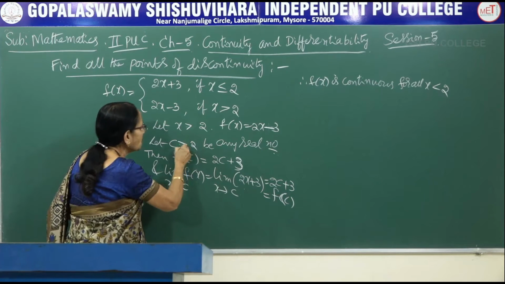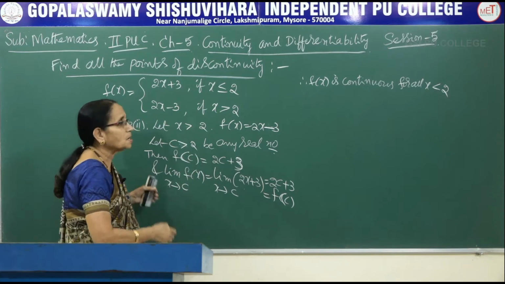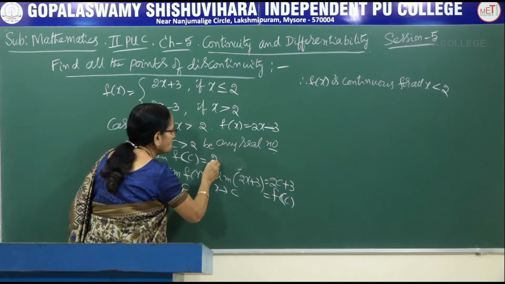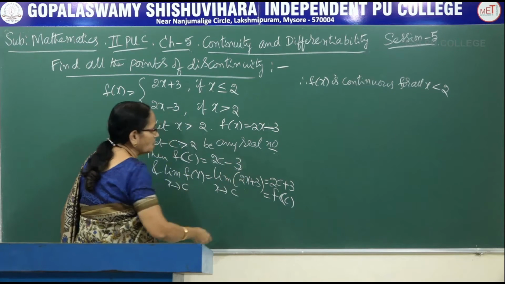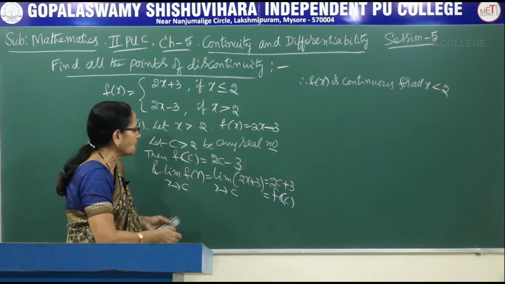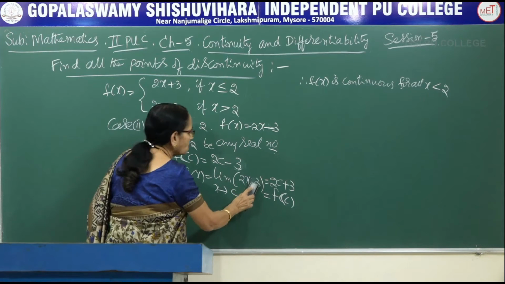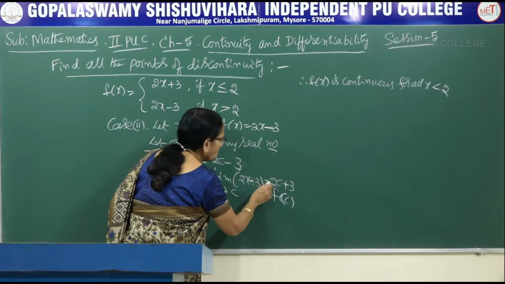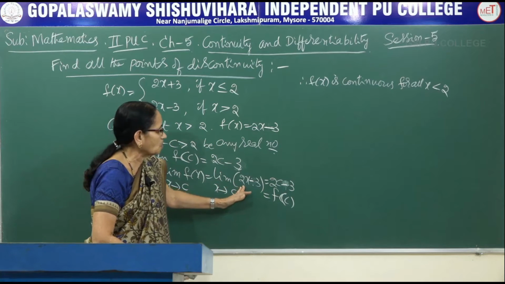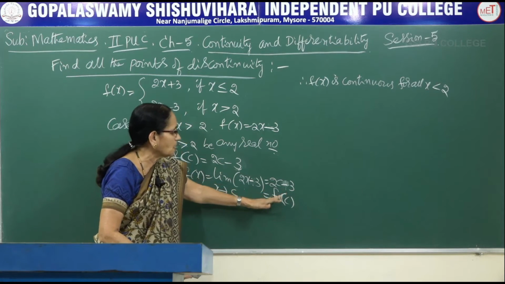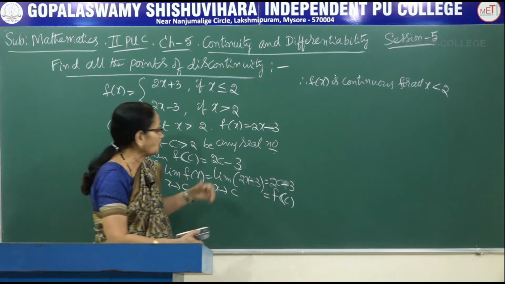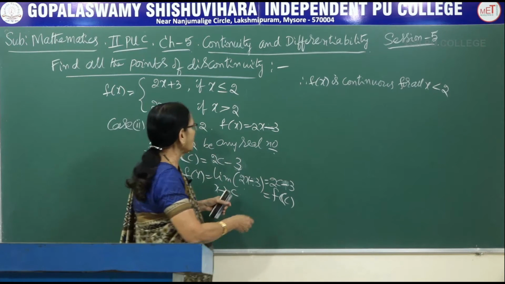Let c greater than 2 be any real number. Then what would be f of c equal to? This is 2c minus 3. I am just writing quickly because the argument holds good along the same lines. Now taking the limit, the only change is the minus there. So it is 2x minus 3, therefore that is 2c minus 3, which is nothing but the value of the function for all c greater than 2.